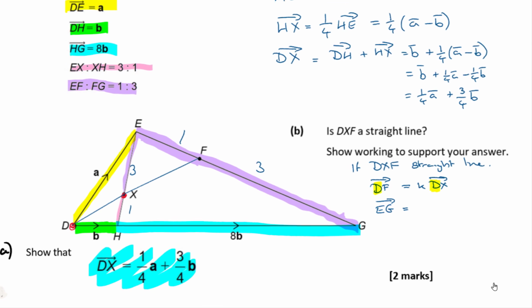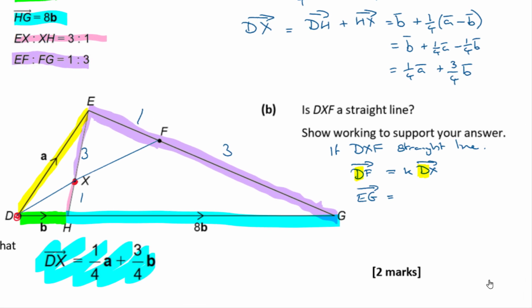So vector EG is going to be ED plus DH plus HG, isn't it? Which is going to be: ED is minus A, DH is B, and HG is 8B. So what's that all together? That is 9B minus A. I'm just going to spin it around to use one less sign.